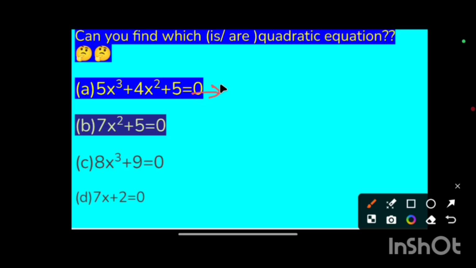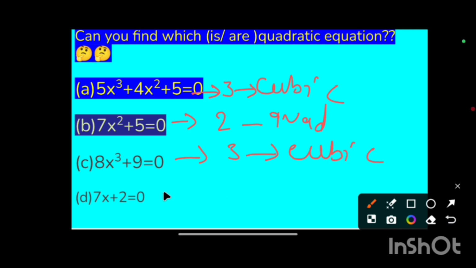We can see higher degree is 3, so this is a cubic equation. This has higher degree 2, it is a quadratic equation. It has higher degree 3, it is a cubic equation. It has higher degree 1, so it is a linear equation.